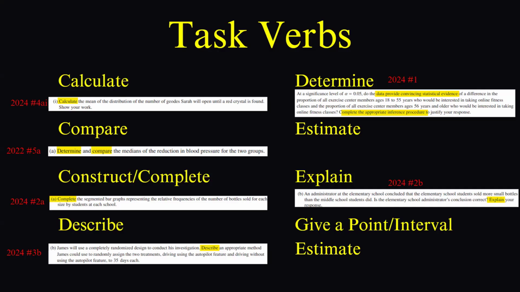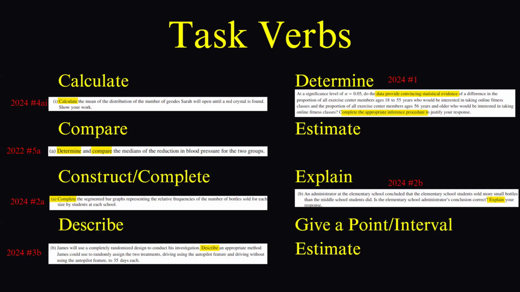The next task verbs are construct and complete. This means represent data in a graph, a table, or some kind of numerical summary. You'll often see prompts such as complete the table, construct a probability distribution. Here, complete the segmented bar graphs. Then last in the first column, we have describe.